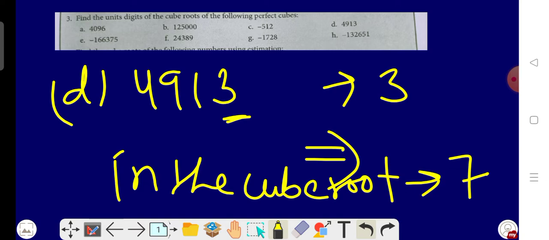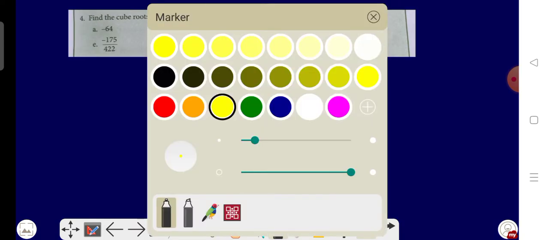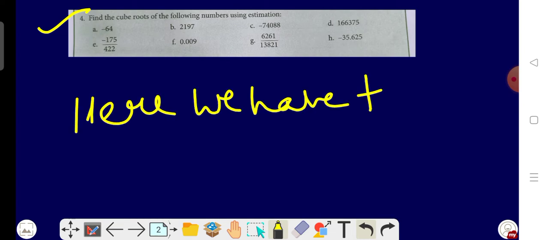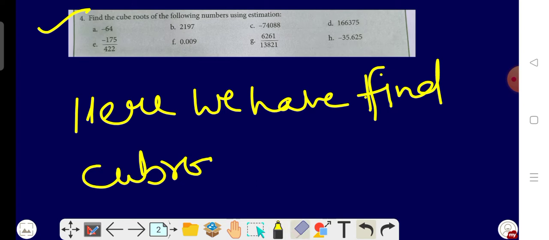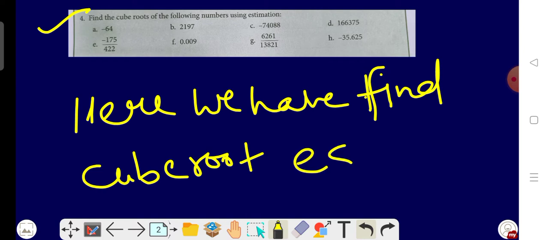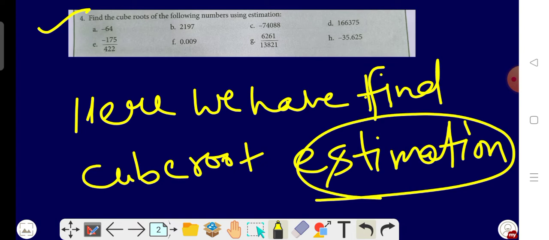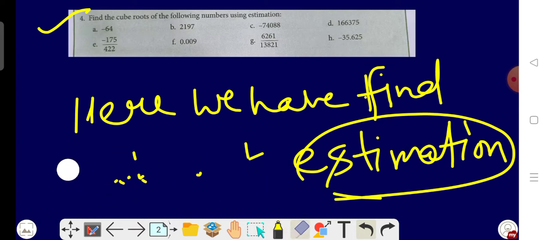Now we will move on to question number 4, beta. Look at question number 4. Find the cube root of the following number using estimation. Here we have to find the cube root by estimation. Okay, here we have to use estimation and find the cube root of the given number. Okay, now let us take B part of this question.